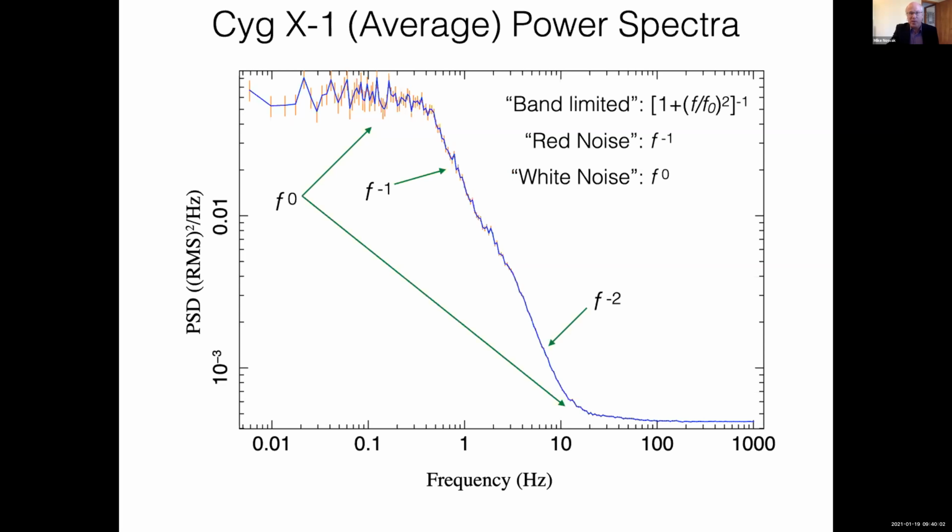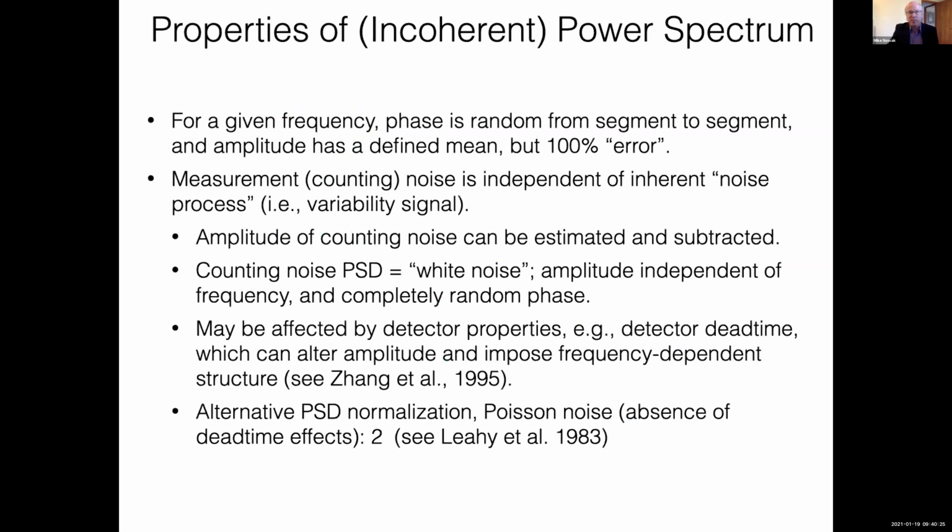Now, these get different labels. Anything that has this characteristic 1 over f squared shape to it is called band limited noise. Anything that has a 1 over f shape is called red noise. Anything that has a flat shape is called white noise. And you can see all 3 of those structures there in Cygnus X1.